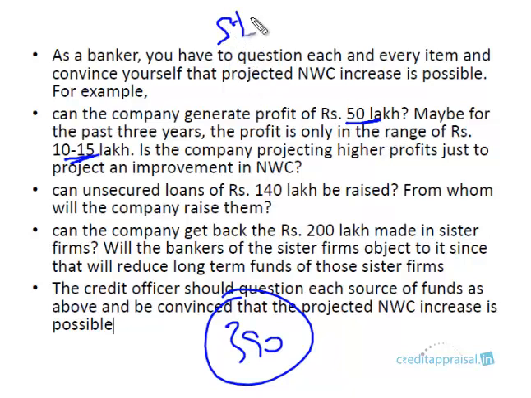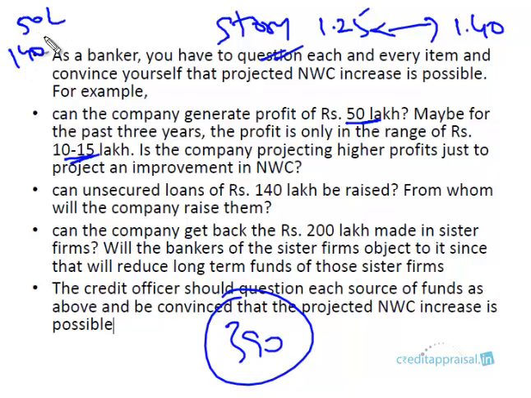Basically, this is a story. The company is trying to tell a story. Our current ratio is not as per the mark. We're going to increase it to your norm, bank norm. How are we going to do this? This is the story we are telling. We are going to get profit. We are going to raise unsecured loans. We are going to get investment from a group firm. So many things the company is saying, right?